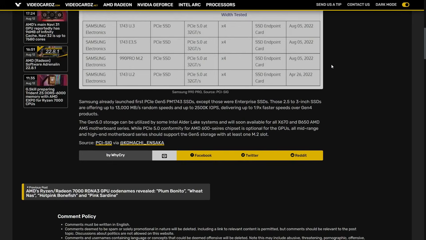And although Gen 5 storage can be utilized by some Intel Alder Lake systems and motherboards, the entire lineup of AMD's Ryzen 7000 series motherboards will support Gen 5 for storage. However, for GPUs, you'll have to get the X670E series chipset to actually have it supported.